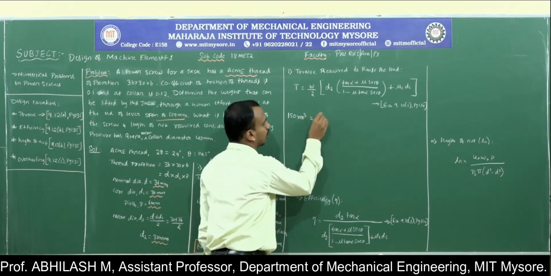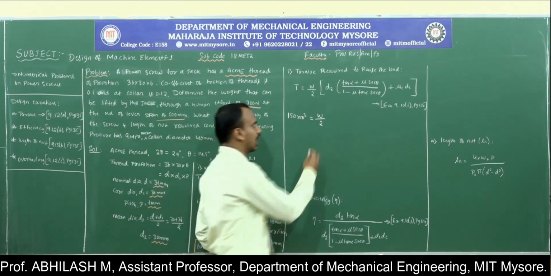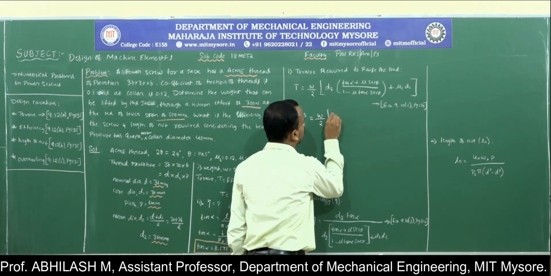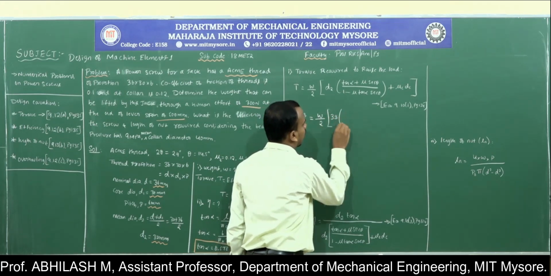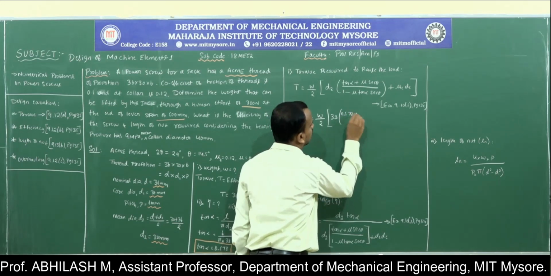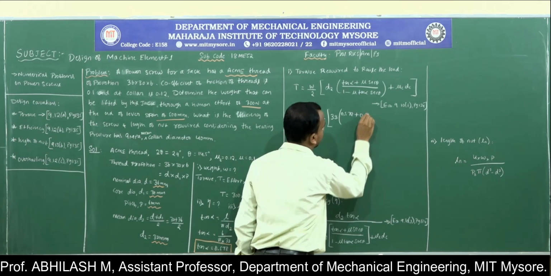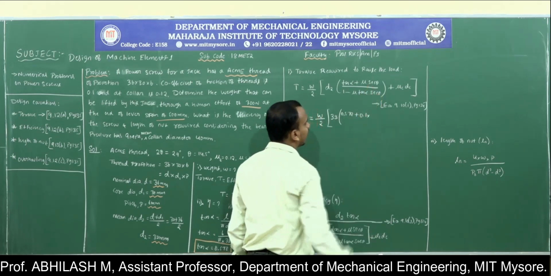Do I know the weight? No, that is the parameter that we are supposed to identify. So W as it is into d2, the value is 33, into tan alpha, the value is 0.578, plus the coefficient of friction of the thread, which is 0.1 as given in the problem, into secant theta.